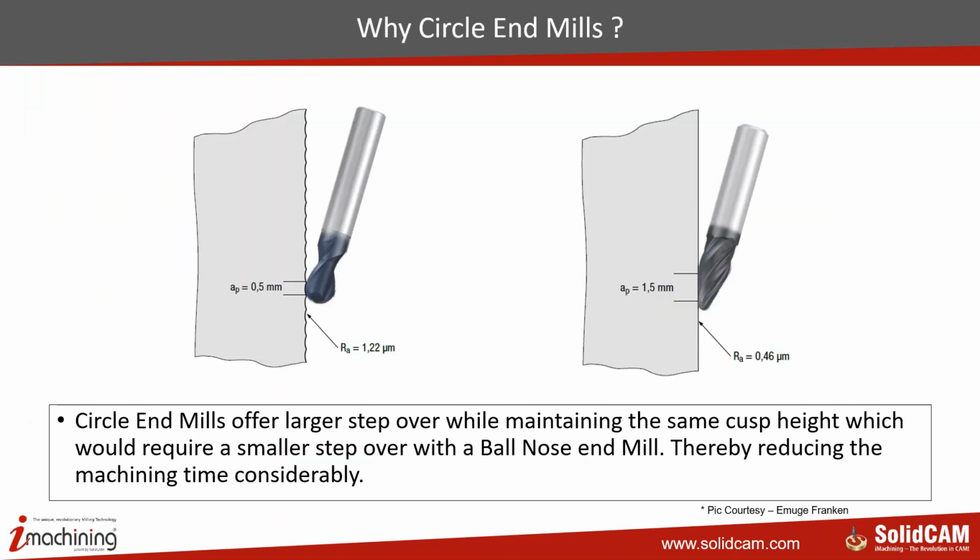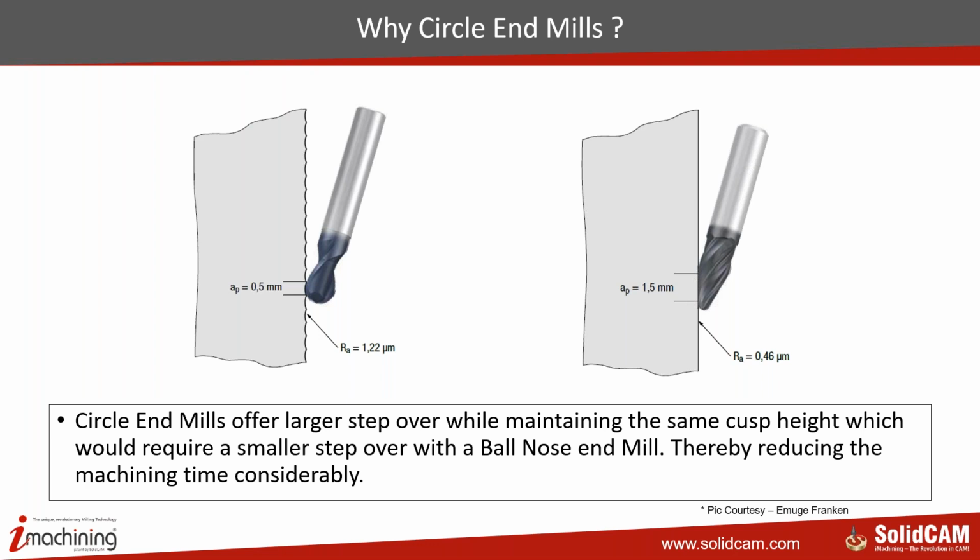The advantage of going with the circle end mills is that with a very large step over, because of the very large radius, we can achieve a scallop much smaller than what we would achieve with a ball nose tool with a very small step over. A clear-cut example is on a straight wall, where you could have an AP or depth of cut of 0.5 and generate an RA of 1.22, whereas with a circle end mill, the same RA or even less can be generated with 3 times the step over. That is because of that large radius that exists on the flank of the tool. Thereby, you actually end up reducing your machining time.